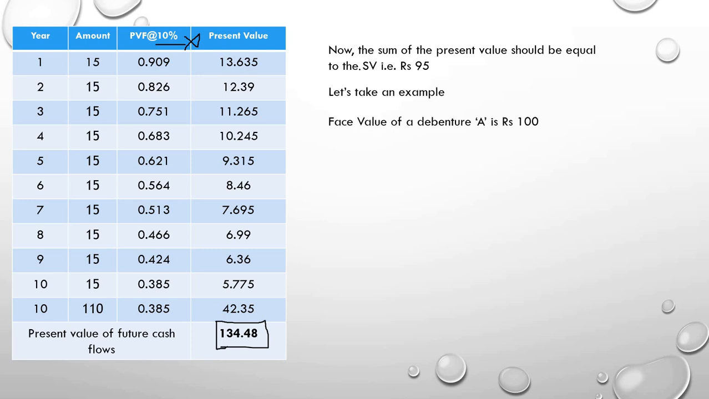So now the question arises whether I should suppose 9%, 15%, 20%, or what should be my next target. So now let's understand with the help of a small example. Suppose the face value of debenture A is rupees 100. That means the company is issuing the debenture at rupees 100, and we also know that the company pays the interest at the face value only.